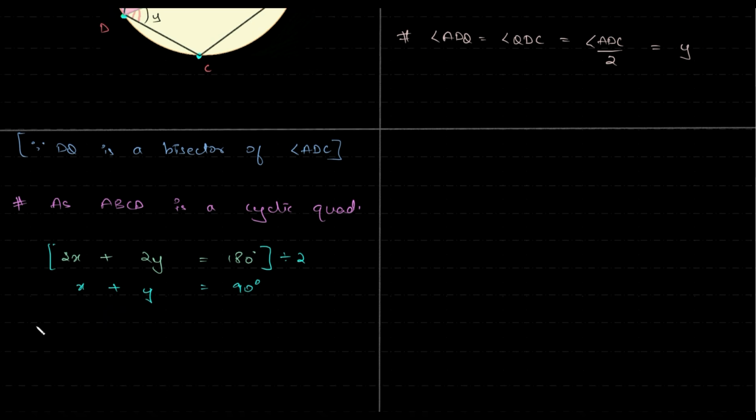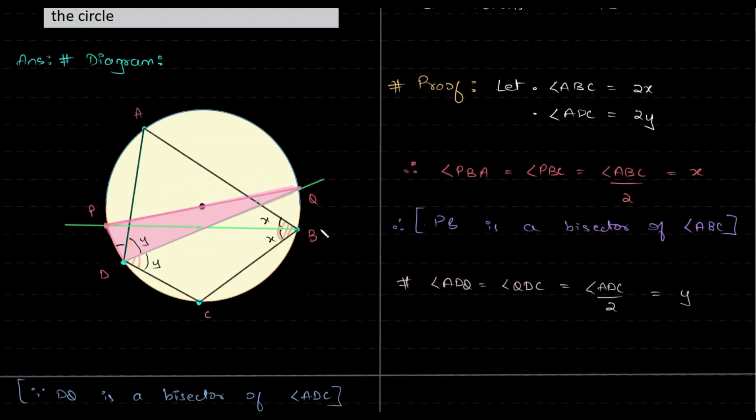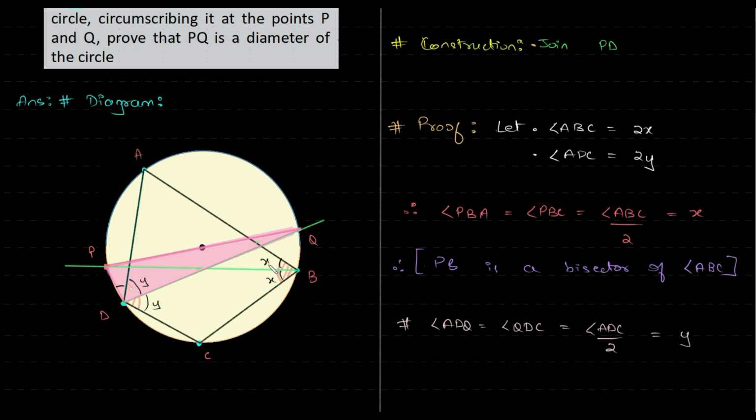Is it not? The reason being, opposite angles of a cyclic quadrilateral add to 180 degrees. So that is the reason. Now, I just found that x plus y is 90.